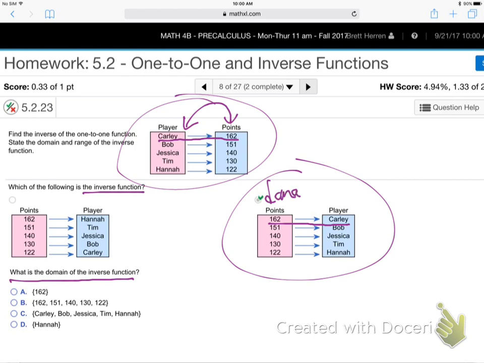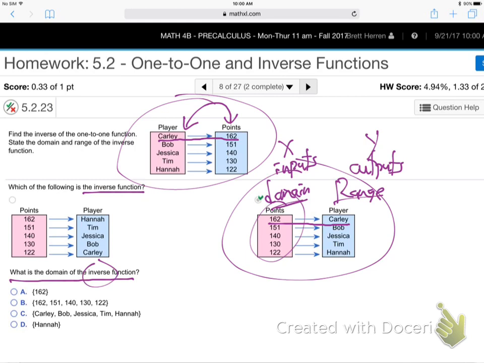Domain, remember, is x values, inputs. Remember, range is the y values, up and down on the graph. Remember that we did range? Domain is sideways, x values. So the range is the outputs, or the y values. The domain is this. So when they say, what's the domain of the inverse, it is the range of the original.